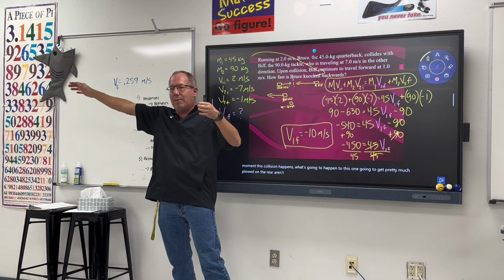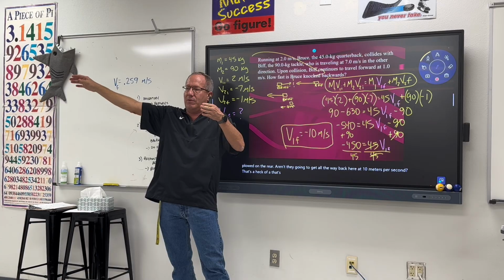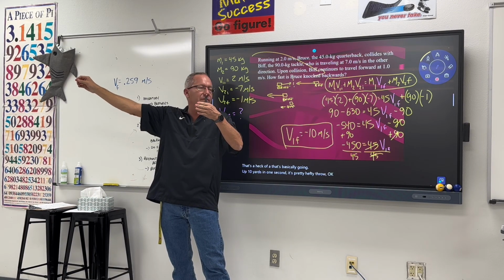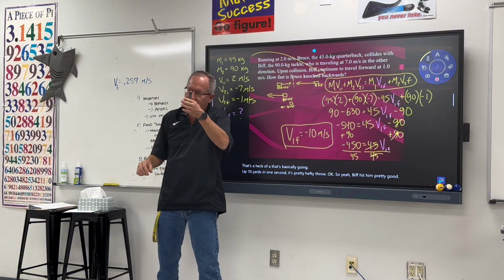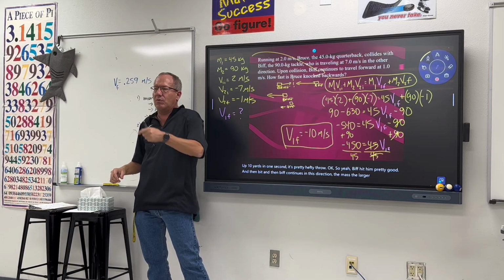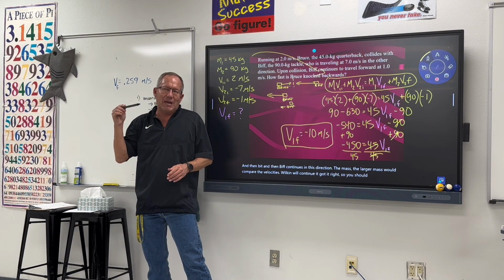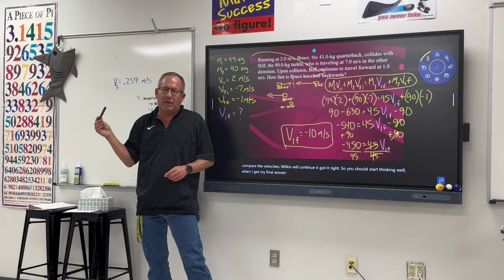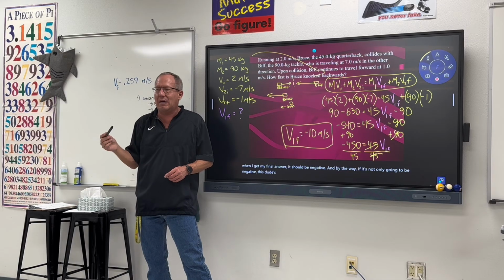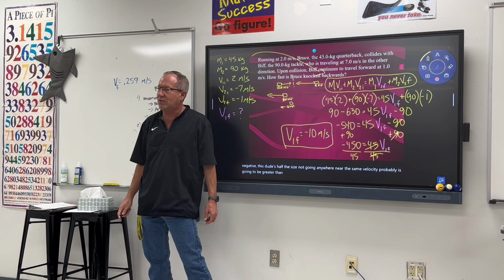We're going to get all the way back here at 10 meters per second. That's basically going up 10 yards in 1 second. It's a pretty hefty throw. Okay, so yeah, Biff hit him pretty good. And then Biff continues in this direction. The larger mass with comparative velocities will continue with it. Got it? So you should start thinking, when I get my final answer, it should be negative. And by the way, this dude's half the size, not going anywhere near the same velocity. Probably it is going to be greater than 1 or negative 7 magnitude-wise.